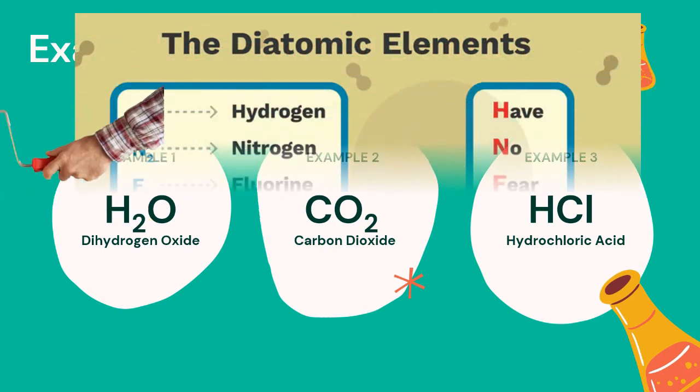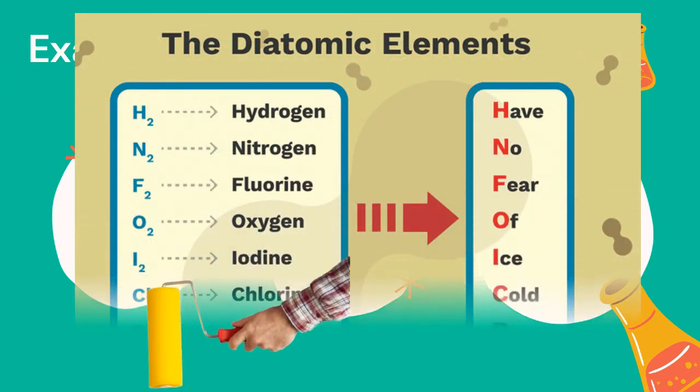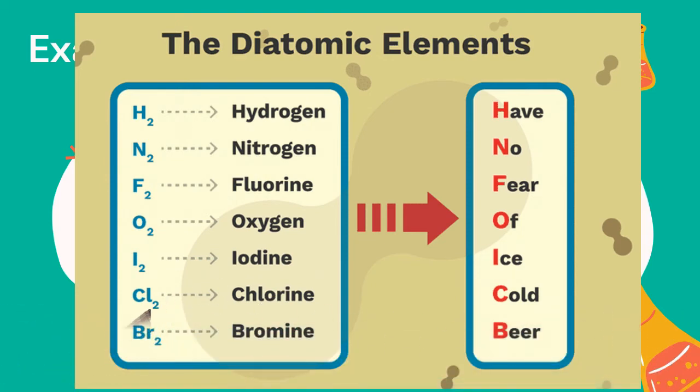Okay. Now you just have to remember what are the diatomic elements. These diatomic elements are all nonmetals. And most of the time, you will see all these elements in a compound. So we have hydrogen, nitrogen, fluorine, oxygen, iodine, chlorine, and bromine. There is a shortcut for you to easily remember all these 7 diatomic elements. So have no fear of ice cold beer.